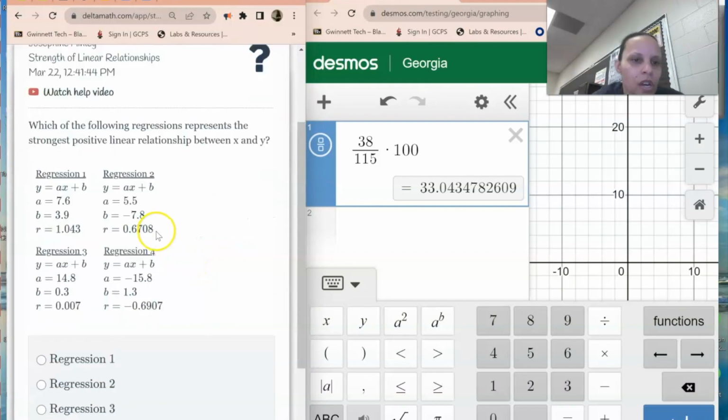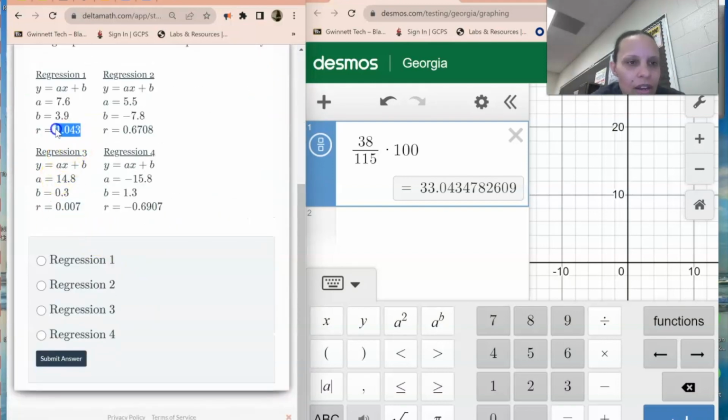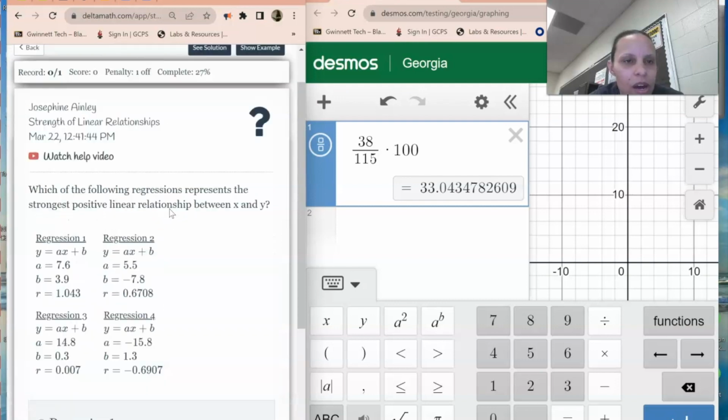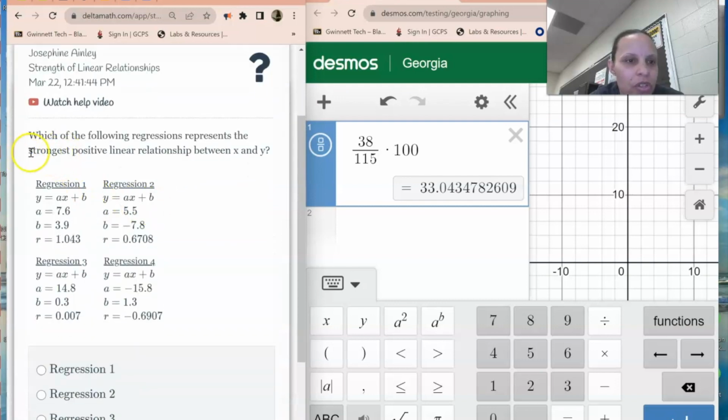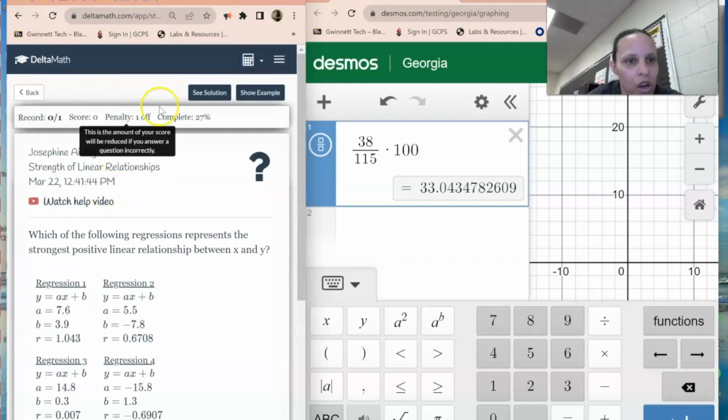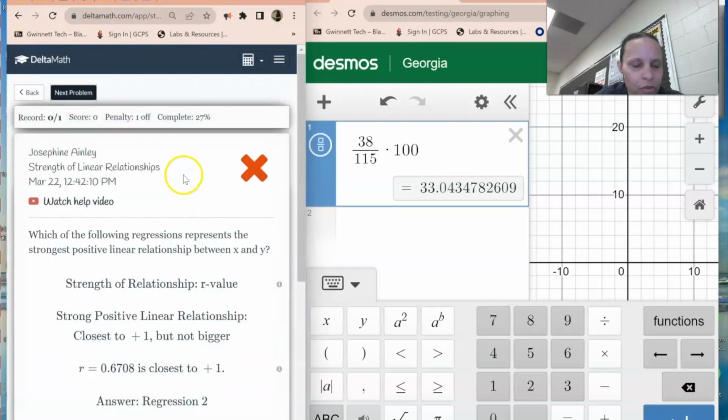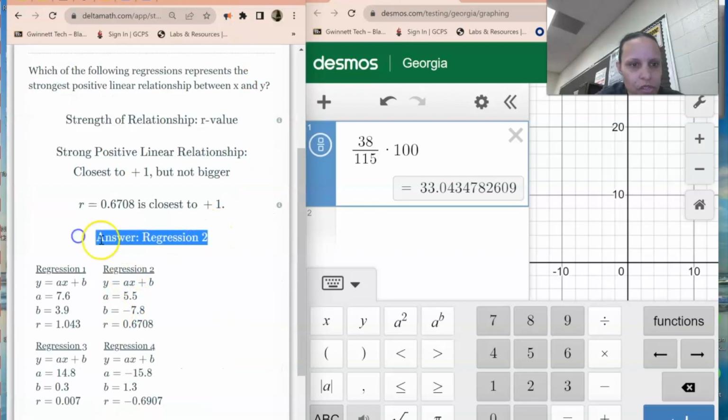Last one. So again, we talked about it in the last video. Remember, very close to 1 and -1 would be very strong. So this one's asking for strong positive, so very close to 1. Which number is closest but does not exceed 1? Regression 1 is not it because that goes further than 1, right? So this is negative. Between these two, which one is closest? Regression 2. And again, I'm going to get a few wrong just to make sure you understand. So regression 2 is closest.